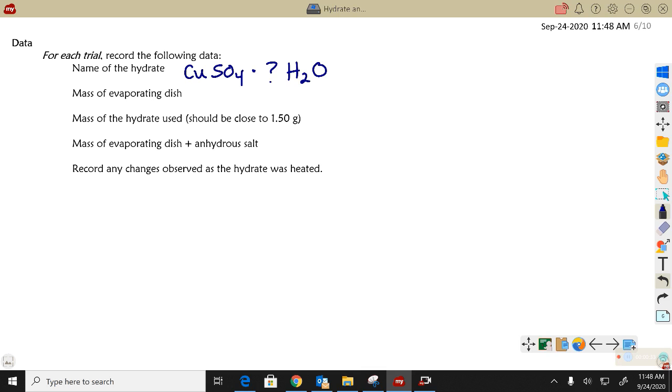We had the mass of our evaporating dish when it was empty. That was 52.39 grams. The mass of the hydrate, I used a little extra, 1.69 grams. It's totally fine. Then we heated the hydrate in the dish. Afterwards, we had the mass of the evaporating dish plus the anhydrous salt. That's the salt without the water. And that was 53.41 grams.